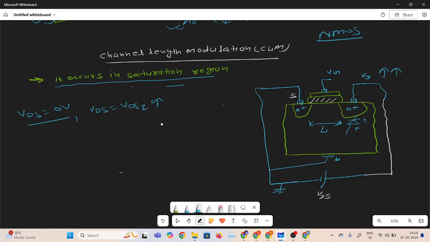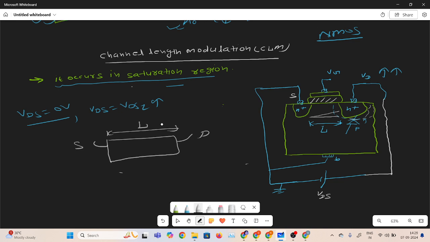If the reverse bias voltage is increased, the penetration of the depletion layer will start like that. This is the penetration of the depletion layer. In the cross section, for simplicity, this is the drain terminal and this is the source terminal, and this is the complete channel length.